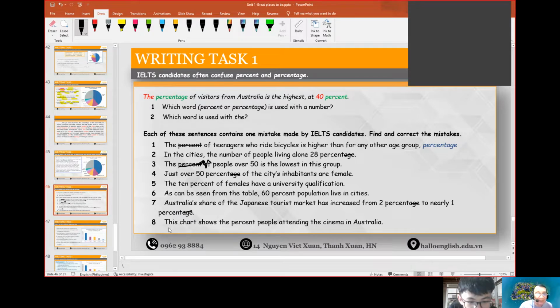The chart shows the percent of people attending the cinema in Australia. Okay. So this one, right? Okay. So it should be percentage.